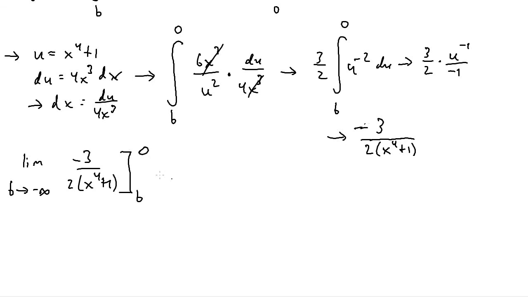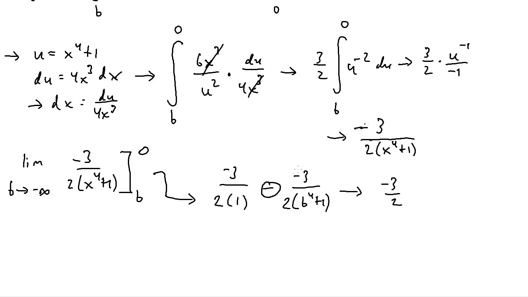So first I can plug in 0 for x, and when I do so, I'll get negative 3 over 2 times (0 to the 4th plus 1), which is 1, minus, when I plug in b into the equation, negative 3 over 2 times (b to the 4th plus 1). And so when I simplify this, negative 3 over 2 times 1 is negative 3 halves. And we have a minus and a negative, so I can just make that a plus sign. So plus 3 over 2 times (b to the 4th plus 1).